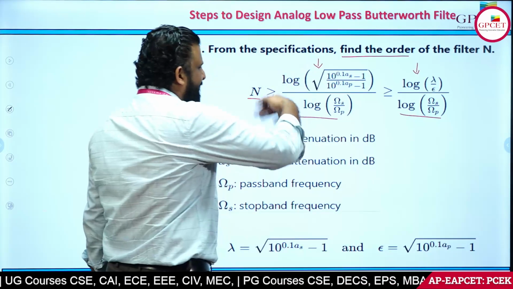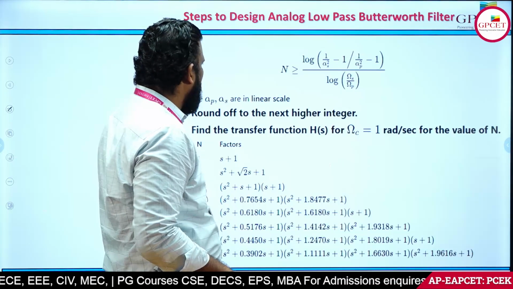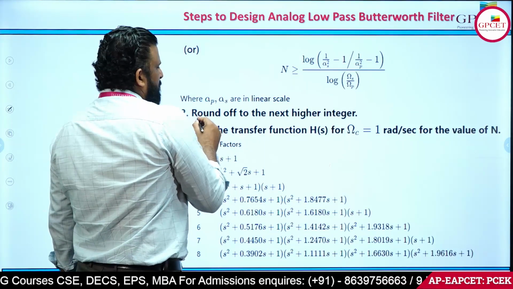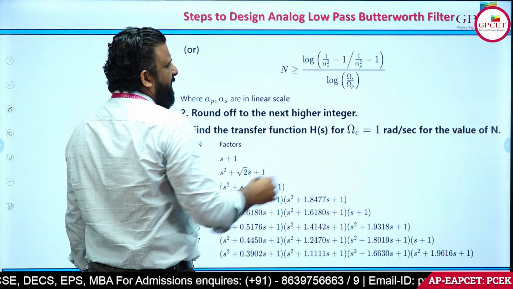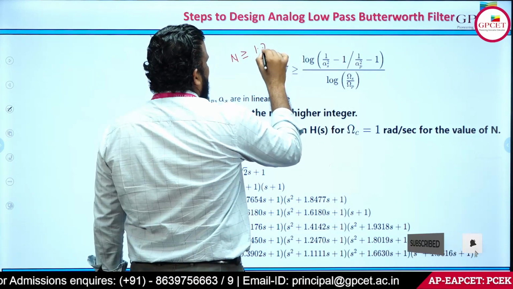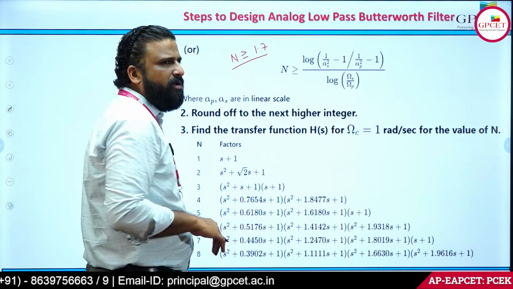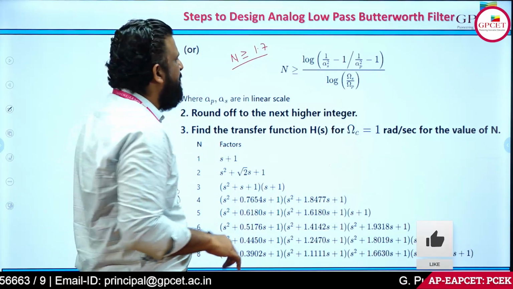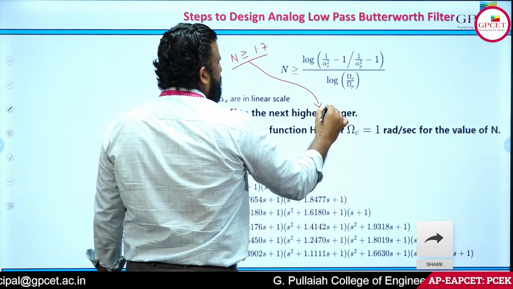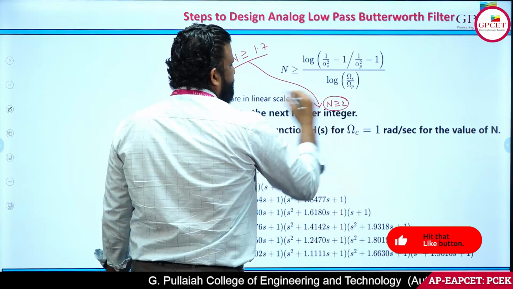After getting the value of the order n, what do we do in the second step? Here, in the second step, round off to the next higher integer. For example, if I get n greater than or equal to 1.7 in the first step, then in the second step we round this value to the next higher integer, that is n greater than or equal to 2.